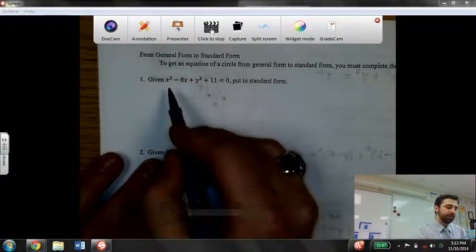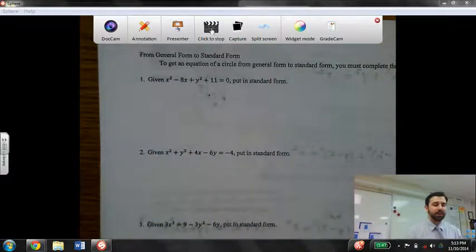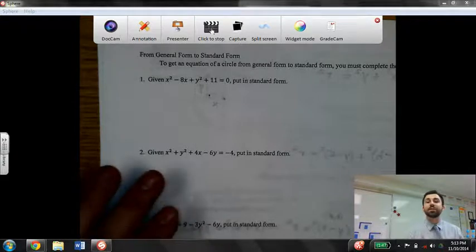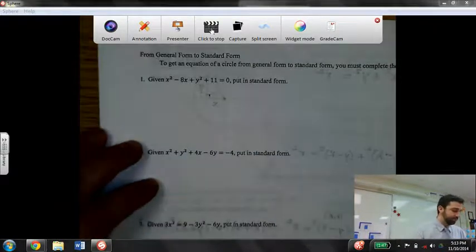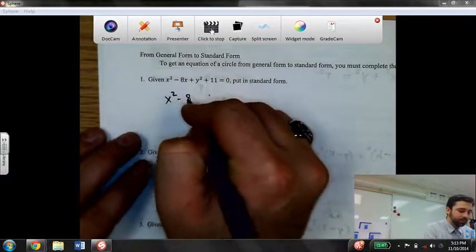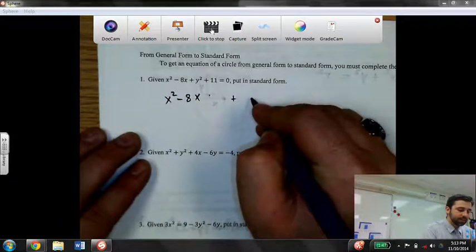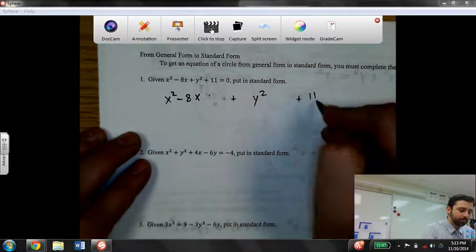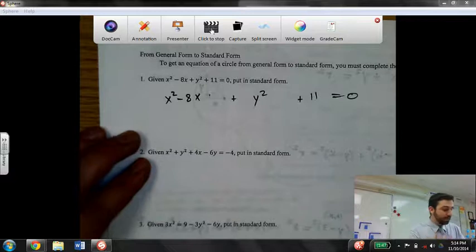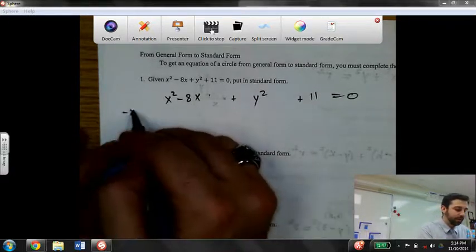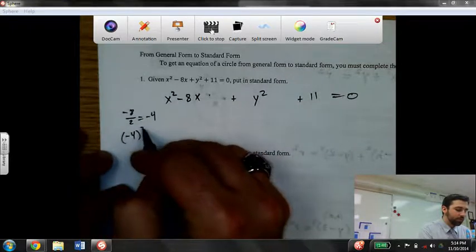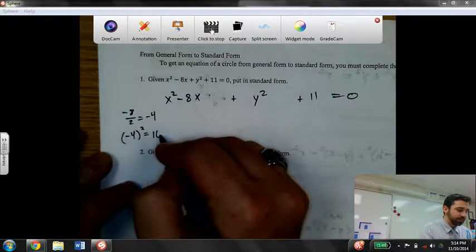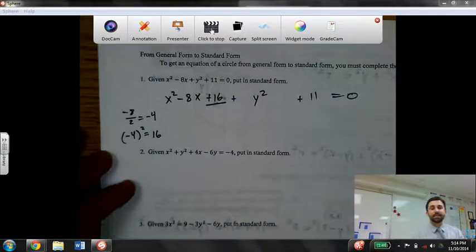So given x squared minus 8x plus y squared plus 11 equals 0, I have to complete the square, but I have to complete the square twice, once for the x's and once for the y's. So the first step here is to group x's and y's together, which we have, and then to complete the square. And so I like to leave a gap for where I will complete the square. And what I'm going to do here is take this b term with the x, -8, divided by 2. I'm then going to square that term, which, -4 squared gives me a positive 16, which tells me I'm going to add 16 over to my x group.